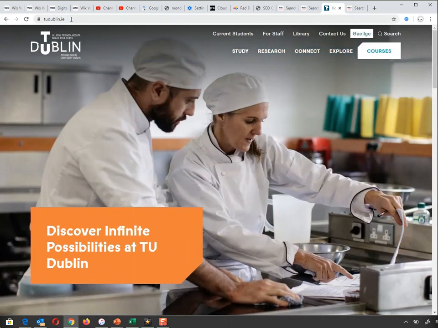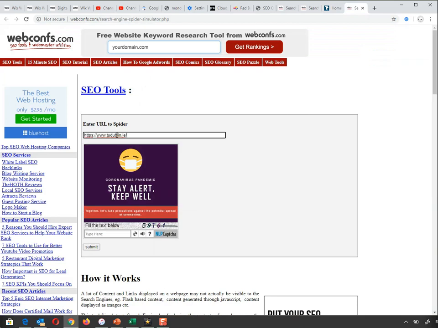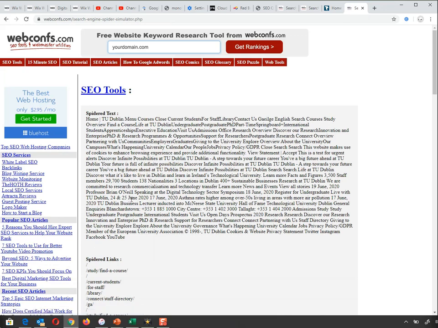When we go to the exact same website, I'm just going to copy the URL here, and we go to the search engine simulator here, and you type in tudublin.ie. There's a CAPTCHA here with T61, okay, and then I go submit. Now this is what the search engine sees from the exact same site, okay.